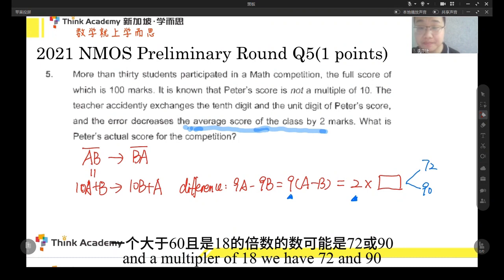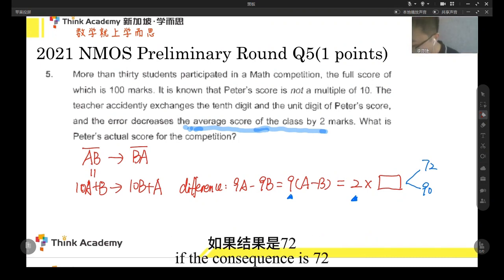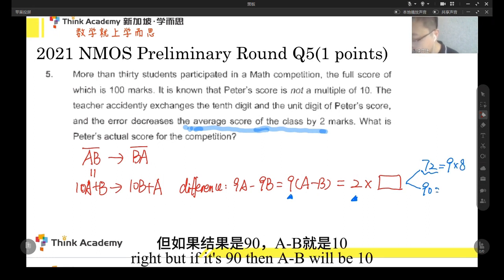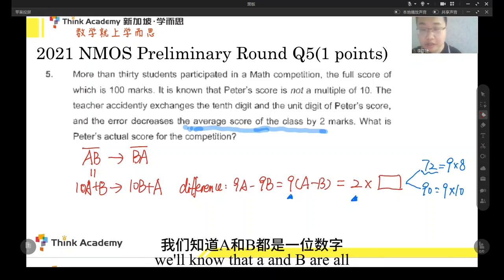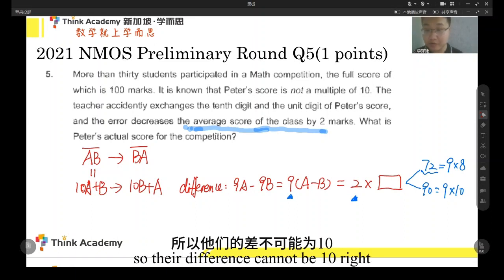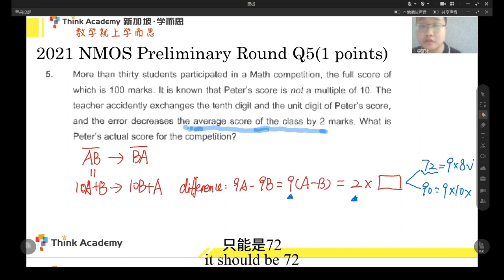and 90. Maybe there are larger ones, but we can see that if the result is 72, then A minus B will be 8, right? But if it's 90, then A minus B will be 10. We all know that A and B are all one-digit numbers from 1 to 9. So the difference cannot be 10, right? So the result cannot be 90, and of course not larger. It should be 72.